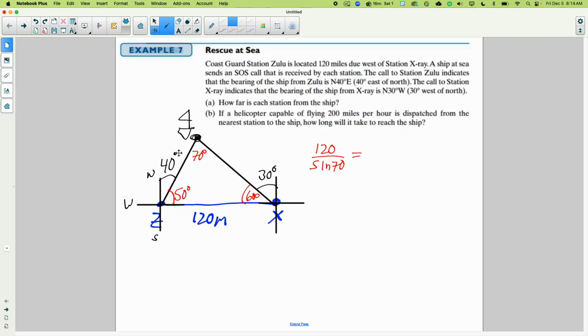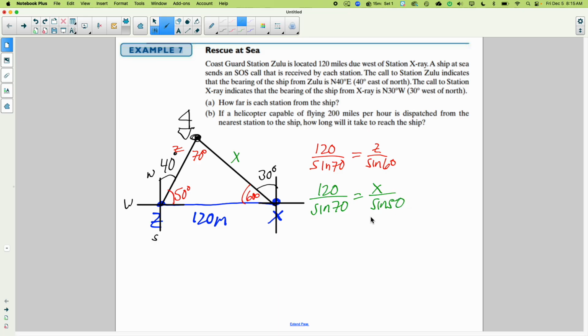And let's say I wanted to find this length here, so I'll call that Z. So it's the distance from the Zulu station. That's going to be Z over sine, the angle opposite is 60. And so this will allow me to solve for Z. If I want to solve for the distance from X-ray to the ship, I'll call that X, I can repeat the calculation using law of sines. And so this would be X over sine 50. And we can solve those two.